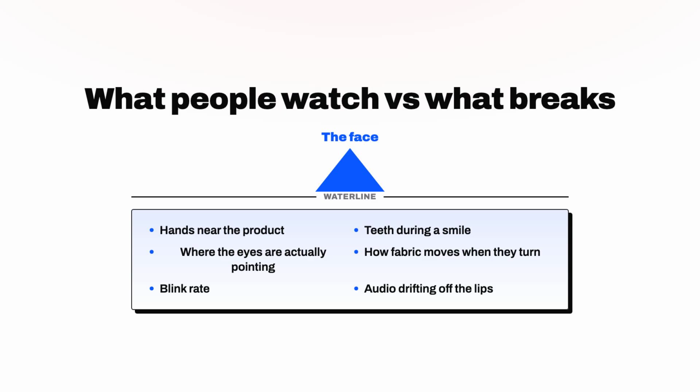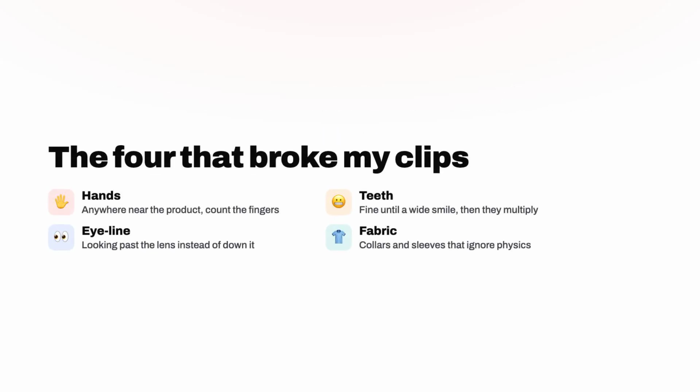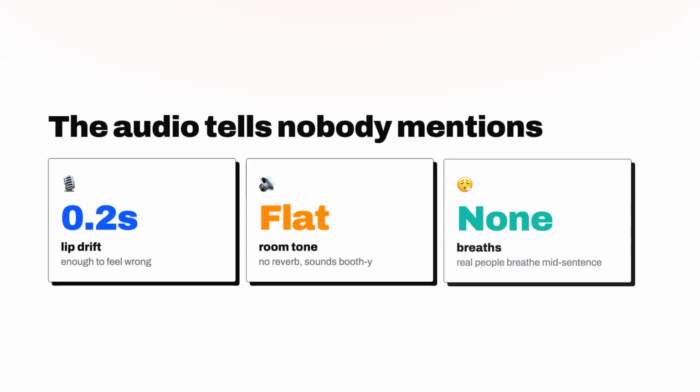Hands, teeth, where the eyes are pointing, the way cloth moves when someone turns. These 4 broke my clips more than anything else, and they're all fixable, which is the genuinely useful part of this. And there's audio tells too, which nobody talks about. Lips drifting a fraction late, no room sound at all, and no breathing, which is the one that gets me every time, because real people breathe mid-sentence.